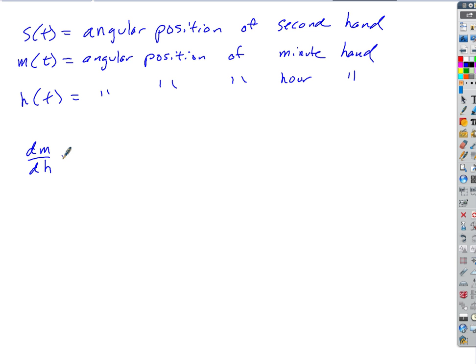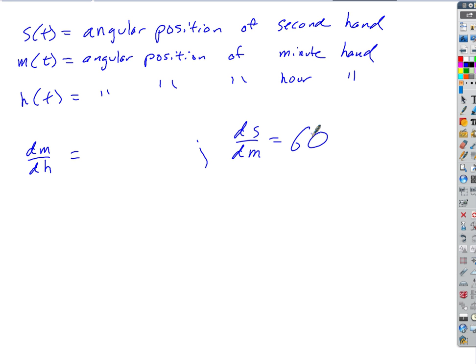Maybe it's easier. Let's do another one too. We'll come back to that one. How about if we did dS/dM? Let's start with that one, might be easier. What's that mean? The rate of change of the second hand with respect to the minute hand. Right? So what's it going to be? 60. Yeah, 60. Because the second hand has to go around the clock 60 times for the minute hand to go around the clock once. Everybody agree? Does that make sense? Okay, so that's 60.